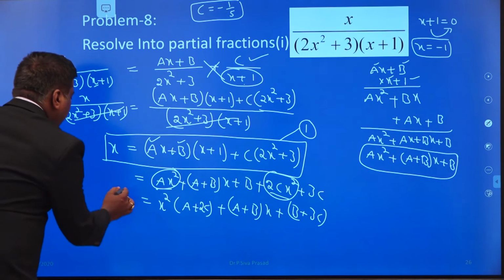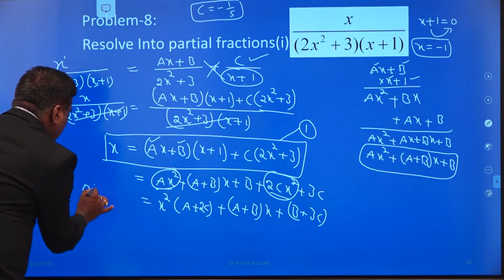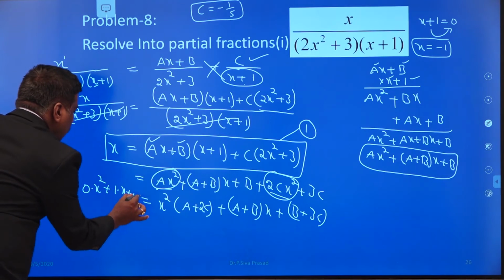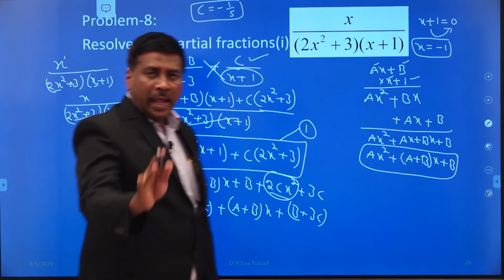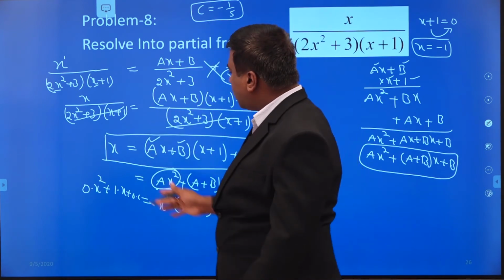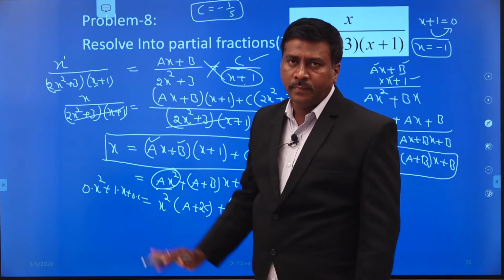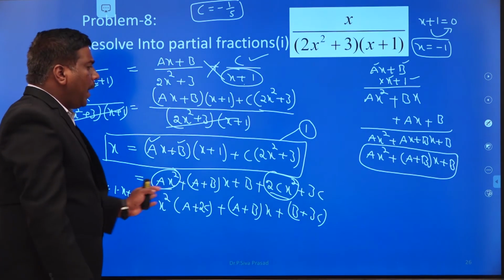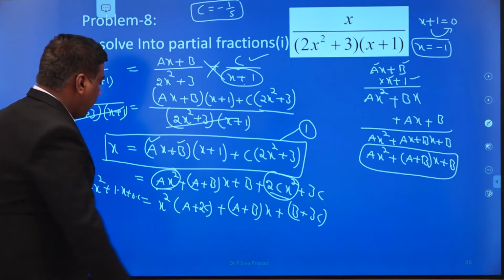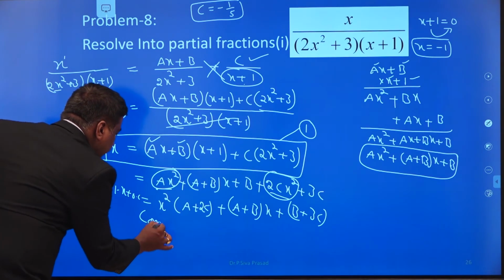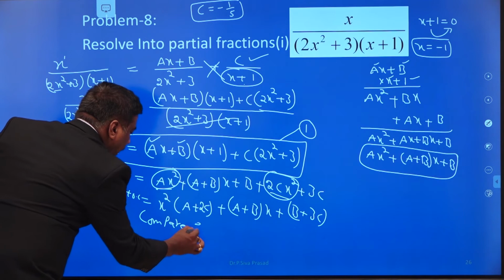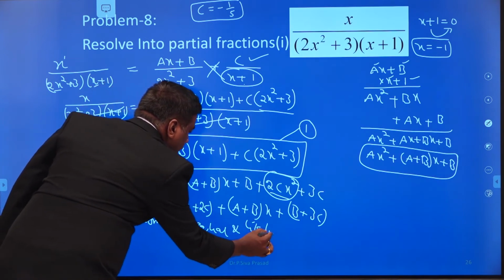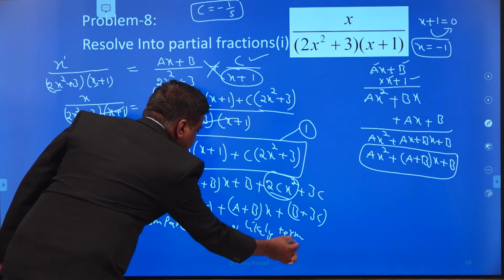Now, in the left hand side, that is 0 into x square plus 1 into x plus 0 into constant. I write it like this for our convenience. Now here what we will do is compare the equivalent likely terms.